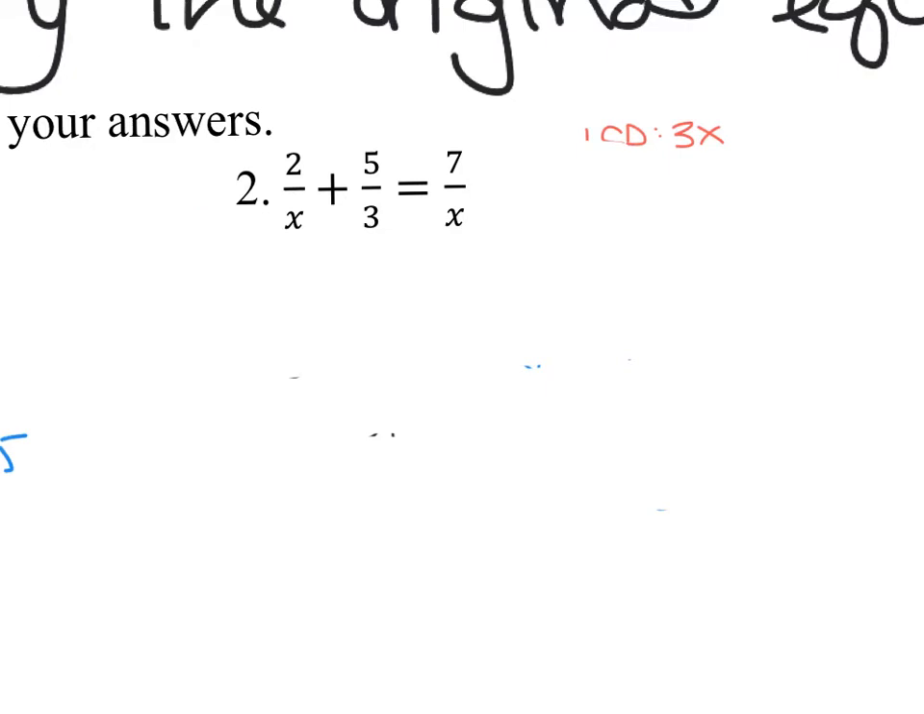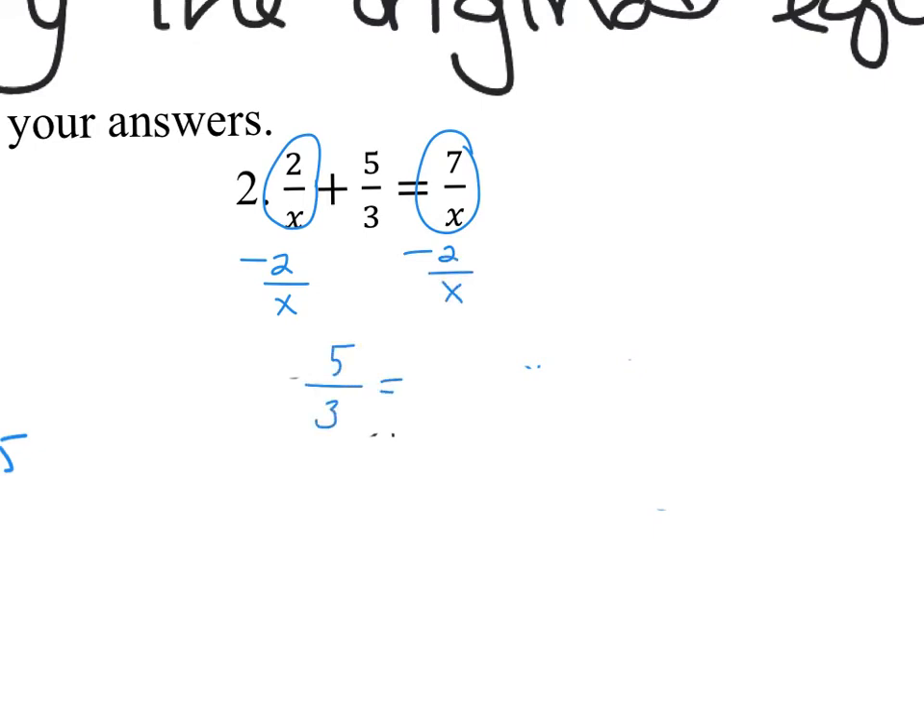If I look at this problem, I notice this term and this term are the same, so I can move them to the other side. So I'm going to subtract 2 over x. So I now have 5 over 3 equals 5 over x, right, if I subtract fractions. So now notice it's fraction equals fraction, so I can go ahead and cross multiply. So I have 15 equals 5x, so x equals 3. So that's just another way that I could have solved it.